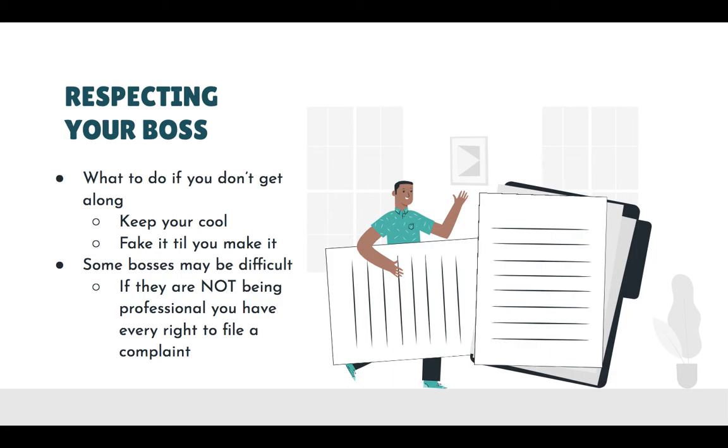So, also respecting your boss. Sometimes you might not get along with your boss. You might not get along with your coworkers, and at the end of the day, you're going to have to be okay with that. So, two things you need to do are keep your cool and fake it until you make it. That's something I say to you guys all the time when you're giving speeches. And it's just a great life tip in general. Fake until you make it. You might not like somebody, but you can handle them, okay?